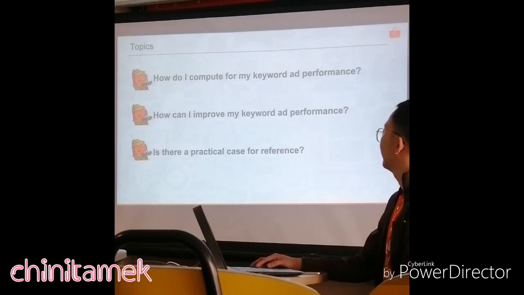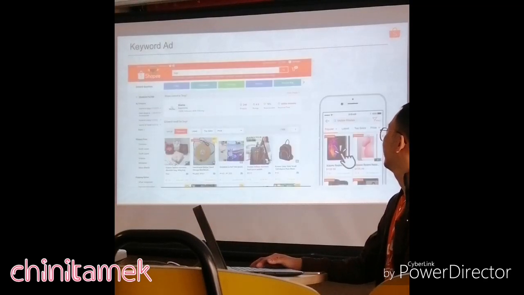So, three topics that we will be covering today would be: how do I compute for my keyword ad performance? How can I improve my keyword ad performance? And is there a practical case for reference? So this is what I was talking about earlier.